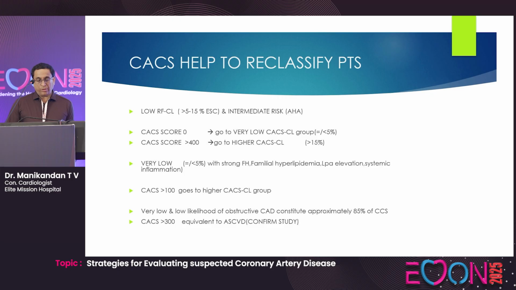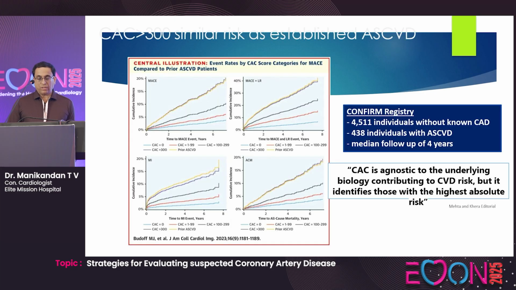Very low and low likelihood of obstructive CAD constitute approximately 85% of chronic coronary syndrome. And if the coronary calcium score is more than 300, it is equivalent to established ASCVD. This is the CONFIRM registry, which shows that in about 4,500 patients with a calcium score of more than 300, the events are almost the same as established coronary artery disease.